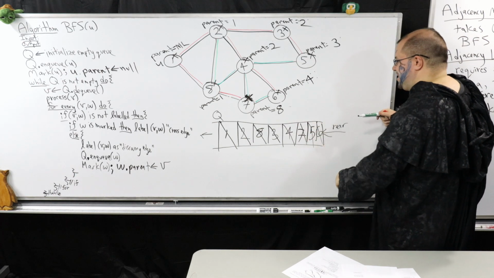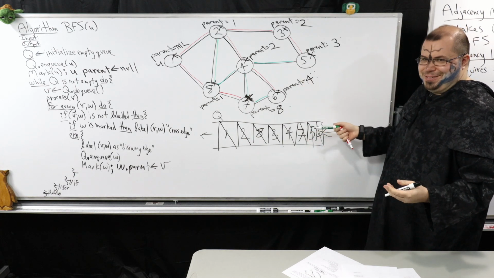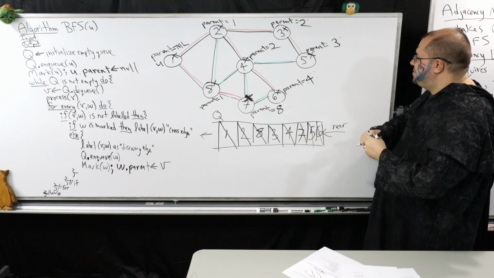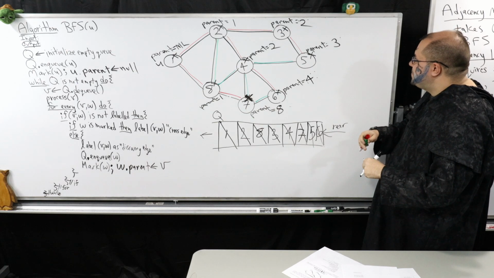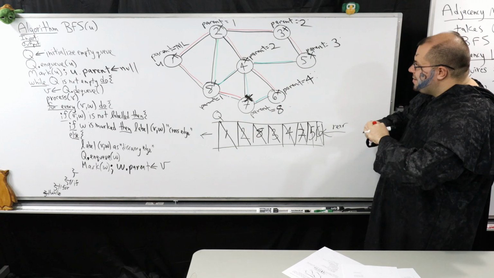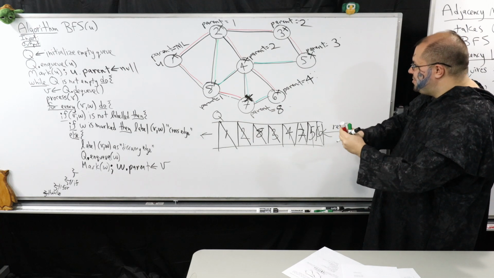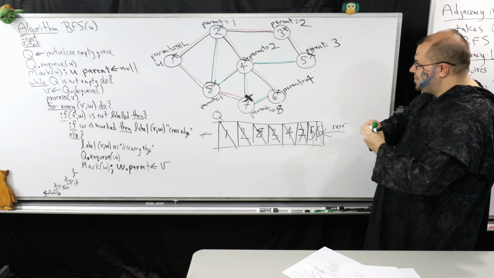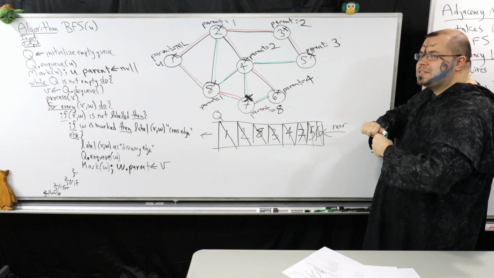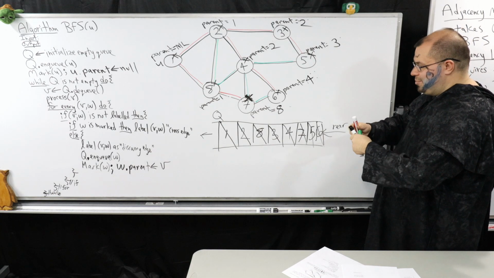6, I'm going to DQ that. Notice, same deal. All of the edges that are incident on 6 are already labeled. So this actually is the full execution of BFS on this graph. Notice that every vertex is indeed marked, and every edge is in fact labeled.